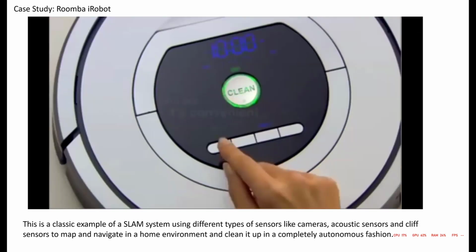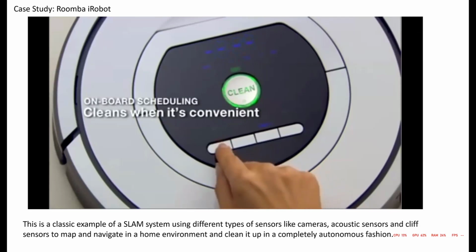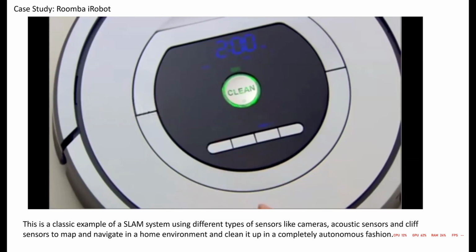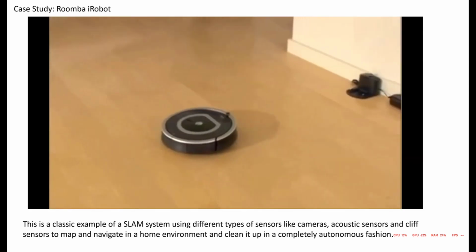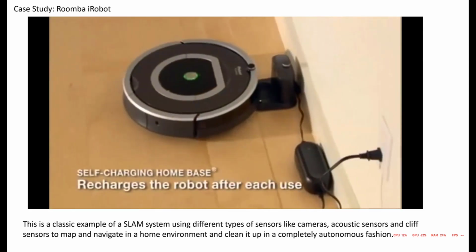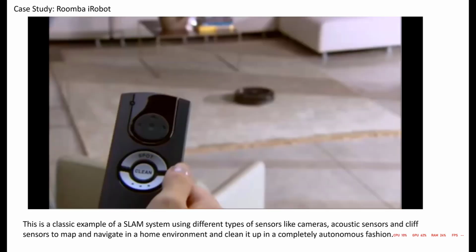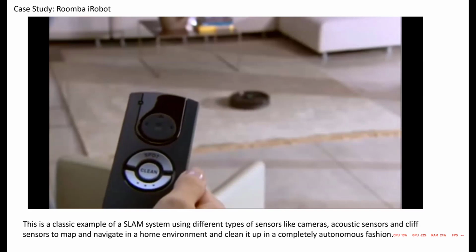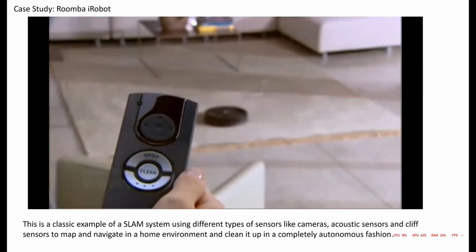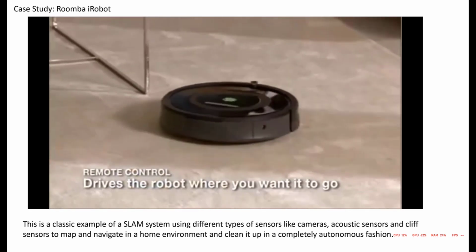Roomba cleans when it's convenient for you. The robot can be scheduled to perform up to 700 when you're not home. Roomba is always charged and ready to clean. The robot automatically goes back to its home base to recharge between cleans. With Roomba's convenient remote control, you can turn the robot on and off, perform regular and spot cleaning, and steer the robot around the room.